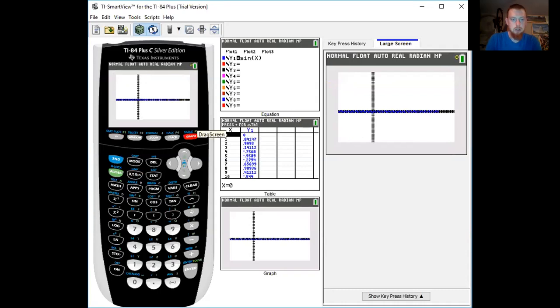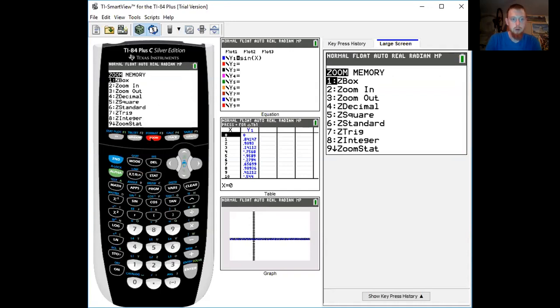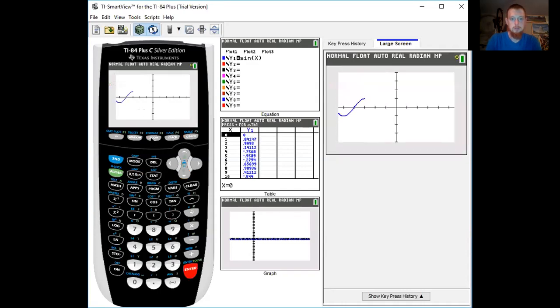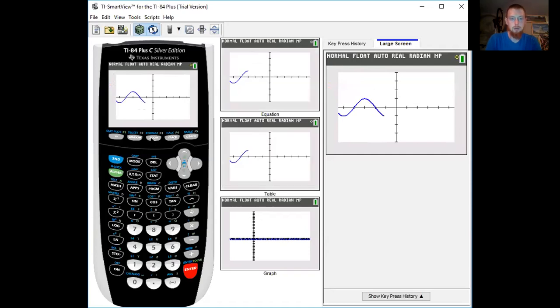So let's go back and change our window. Let's hit zoom. We're going to do zoom standard, number 6. And there it goes. Fantastic. That's a little different than the window I was expecting, but we can see a couple different periods, and that's exciting. So if you want to check specific values, you can hit trace.